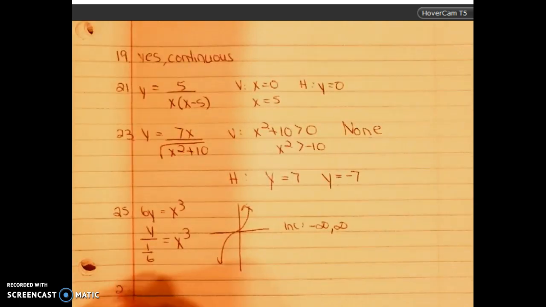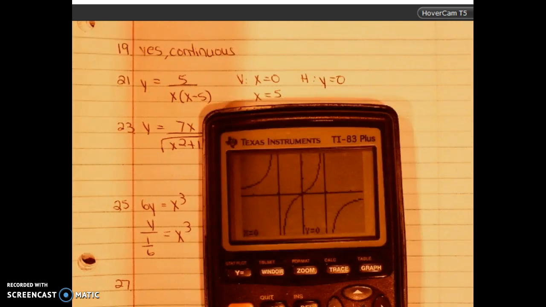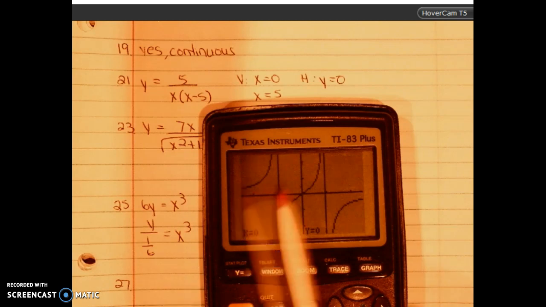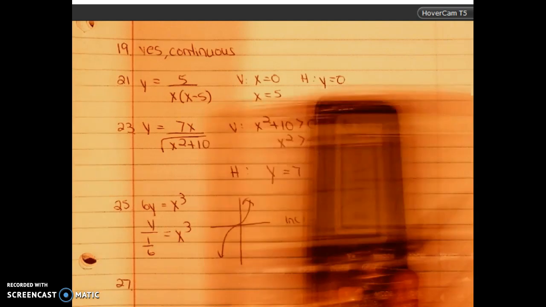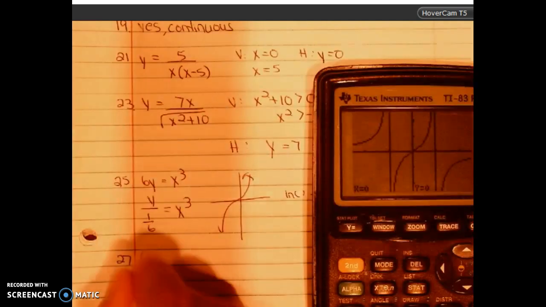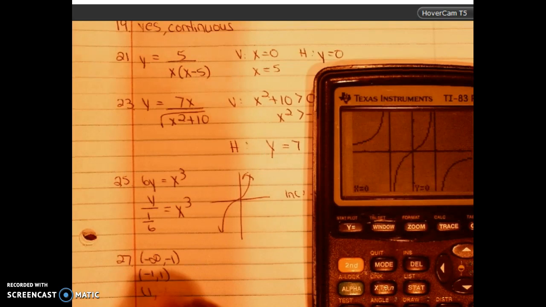I don't know the graph of that. I'm going to pause it for just a minute. When I look at this graph, it actually looks like it's increasing as well, other than those asymptotes. So it looks like it's increasing from -infinity to -1, -1 to 1, and from 1 to infinity. And this one's pretty similar to what you saw on your quiz number 1. So again, -infinity to -1, -1 to 1, and 1 to infinity.